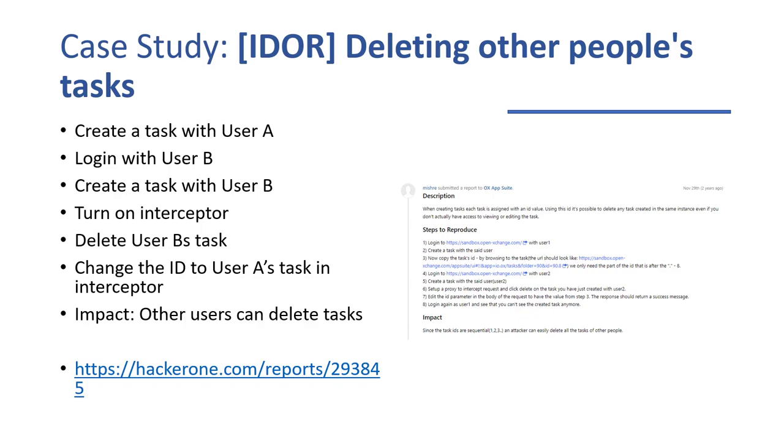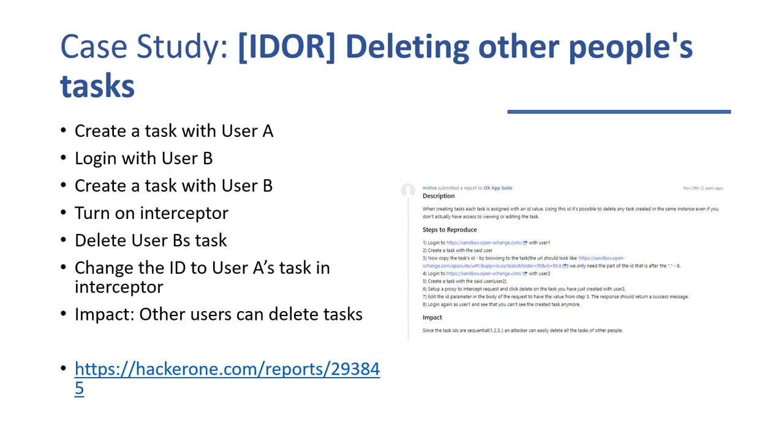That will send the request with the ID in it to the interceptor, and then we just change the ID to user A's task. So if you think of user B as ID 7 and user A as ID 5, you change B, which would be 7, to 5, which is A's. And the impact of that is really that other users can delete tasks.